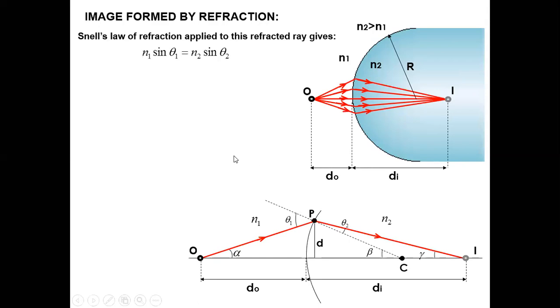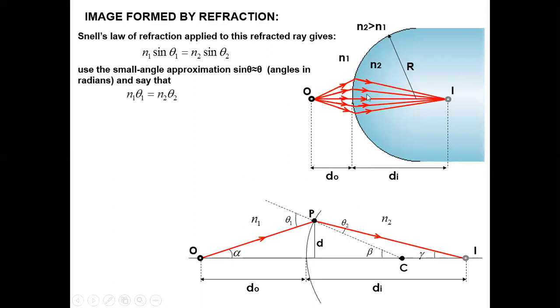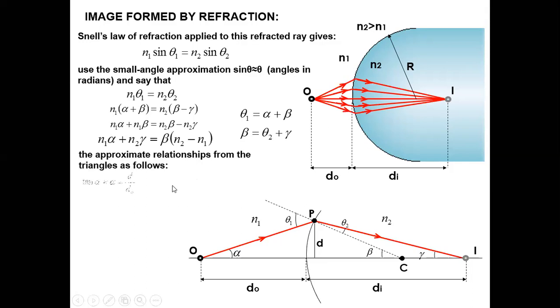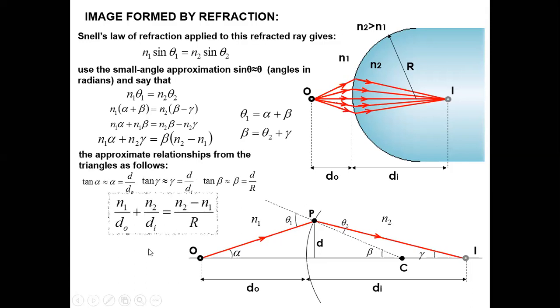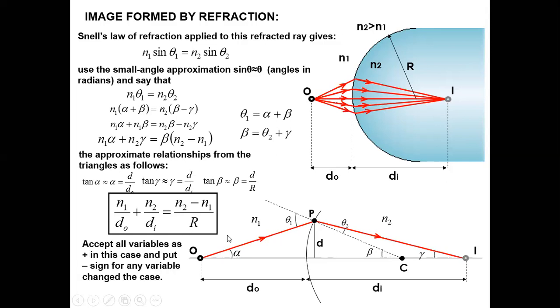So let's continue. We can apply Snell's law over here. So n1 sine theta 1 is going to be n2 times sine theta 2. If the angle is small, in the small angle approximation, we take sine theta as theta, where the angle is in radians. We can use this formula to find the approximate relationship between triangles like these, and to find total refraction inside of a medium.